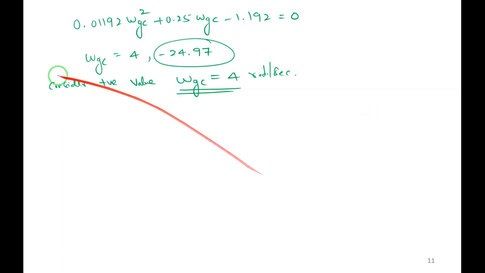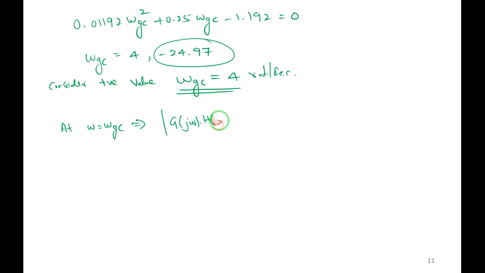1 minute. At omega equal to omega gc, the gain crossover frequency, right? So we know the magnitude of G(j omega) H(j omega) is equal to what? Can anyone tell what this is? At omega equal to omega gc, the magnitude of G(j omega) H(j omega) equals what? Okay, I will make you answer.